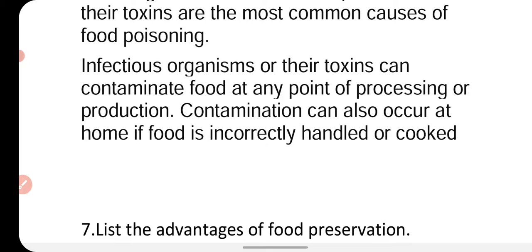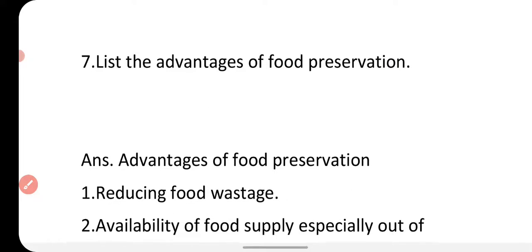Infectious organisms or their toxins can contaminate food at any point of processing or production, and contamination can also occur at home if food is incorrectly handled or cooked. The contamination, the infection of the food by the microorganism, can occur at any time, at any place, if we do not handle the food correctly.